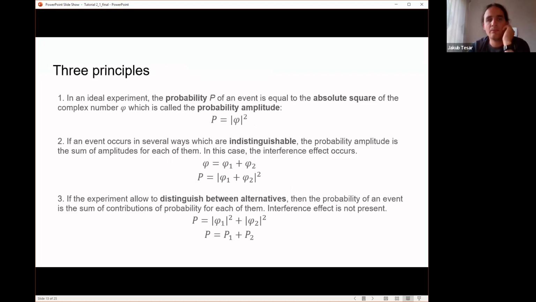Okay, any comments or questions with respect to this? My plan for the rest of this one hour talk is to use these principles, and what we learned yesterday, to explain something about another experiment, which is the Mach-Zehnder interferometer. But I just want to make sure that we are on board here with these three principles, this experiment.